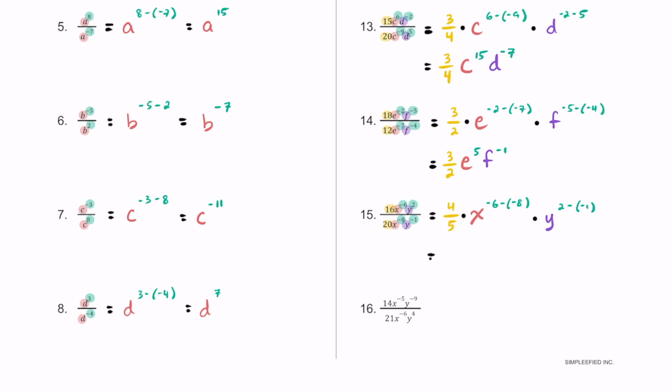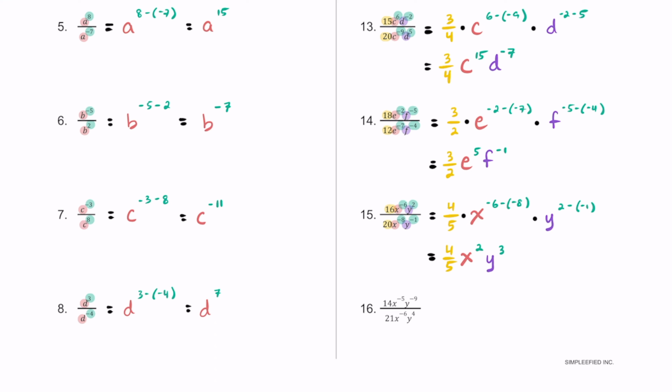Okay, so let's condense this a little bit. We have 4/5 out in front as our coefficient. Multiply that by x, or just put an x next to it. Then we have this -6 take away -8, or -6 plus 8, which is +2. And then we're going to multiply that by y raised to the what power? Well, 2 take away -1 is equivalent to 2 plus 1, which is equal to 3. So we can write our simplified expression just like this.